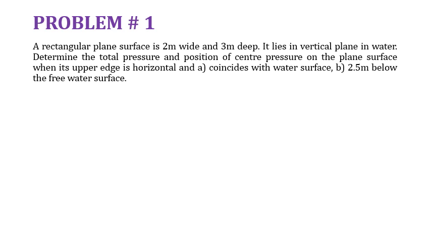So let's solve some relevant numerical problems. A rectangular plane surface is 2 meter wide and 3 meter deep. It lies in a vertical plane in water. Determine the total pressure and position of center of pressure on the plane surface when its upper edge is horizontal, and case A, when it coincides with the water surface, and case B, when it is 2.5 meter below the free water surface. So the first step is to draw the figures.